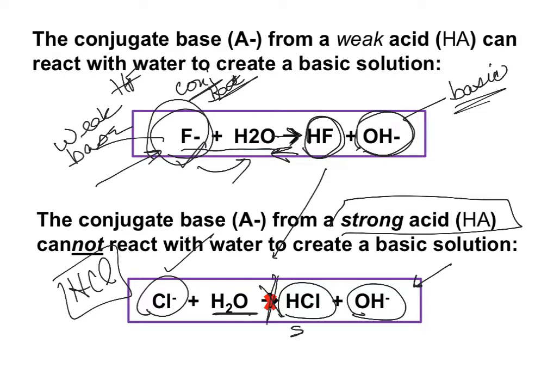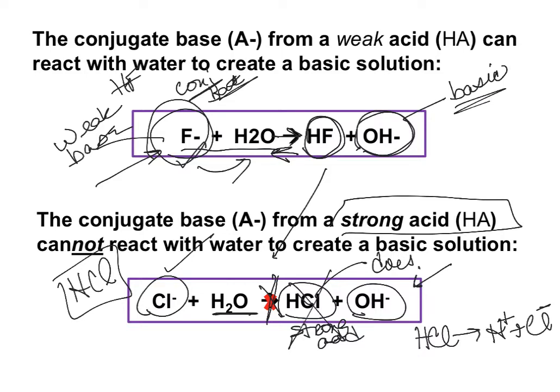What is the definition of a strong acid? It is something that exists 100% in the dissociated form in water. So in other words, this does not exist. The intact strong acid molecule does not exist in aqueous solution. So this reaction will never happen, which means if the conjugate base is from a strong acid, the pH will always be just 7 at the equivalence point.